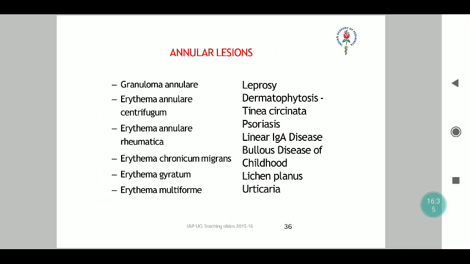Now, annular lesions can further be classified into granuloma annulare, erythema annulare centrifugum, erythema rheumatica, erythema chronicum migrans, erythema gyratum, or erythema multiforme. And typically these are seen in leprosy, dermatophytosis, tinea corporis, psoriasis, bullous disease of childhood, lichen planus, or urticaria.